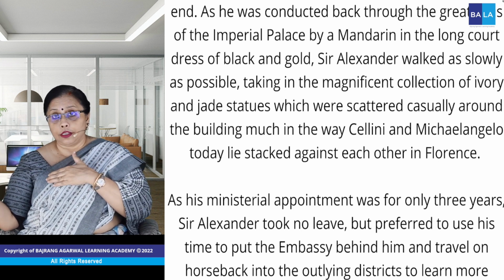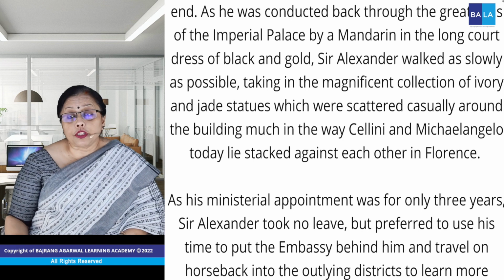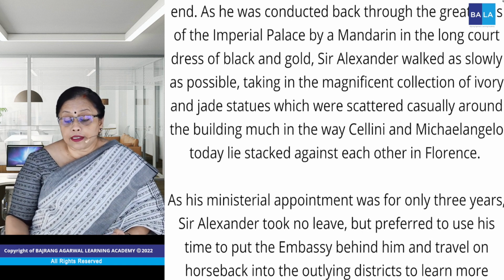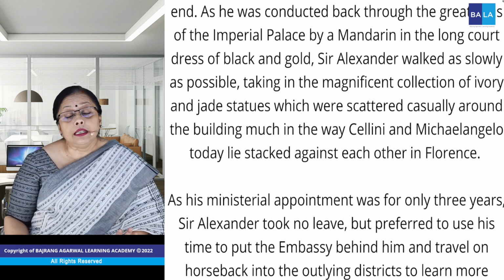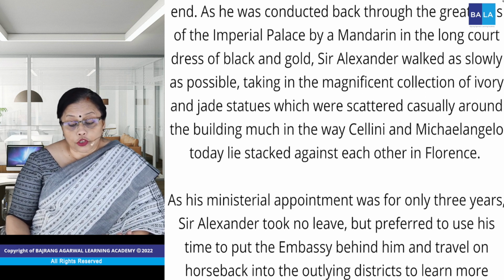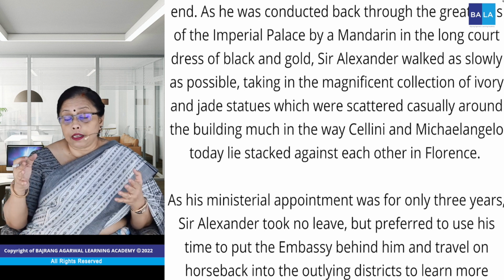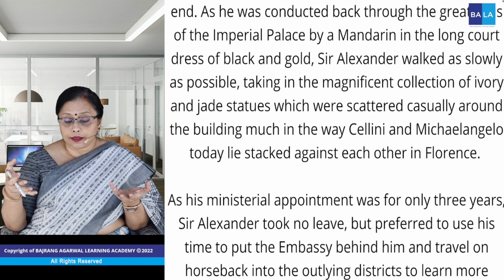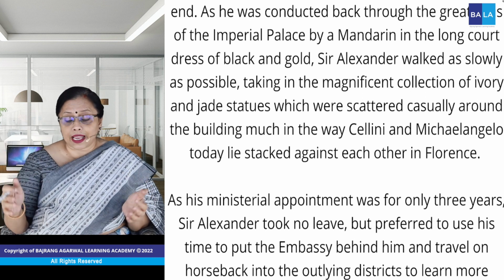He is looking to his right, his left, everywhere, because there was a magnificent collection of ivory and jade statues. Ivory and jade, very precious stones, which were scattered casually around the building, much in the way Cellini and Michelangelo's works today lie stacked against each other in Florence. And who are Cellini and Michelangelo? Cellini is a sculptor and Michelangelo is an Italian painter. So they were just lying, not statues made by Cellini and Michelangelo, but statues just stacked, lying and scattered here and there.